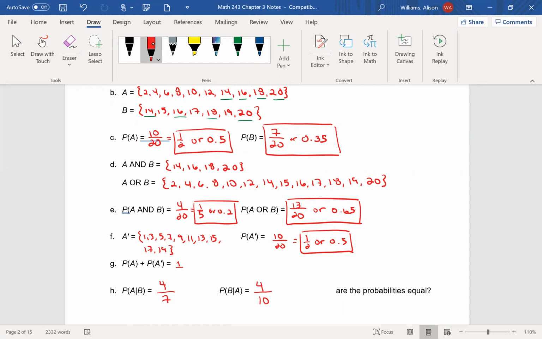So 4 sevenths and 4 tenths. Are the probabilities equal? No, they're not. It does tell us something when they are equal, but we'll talk about that in the future. For right now, what we're noticing is the 4 is what's in common in both numerators, but the denominators change. We're no longer out of 20. Now we've limited ourselves to looking at things in B. B is like our new sample space in this one. So we're only looking at those 7 outcomes. And here we're limiting ourselves to A, all the even numbers. So only the even numbers are we looking at, those 10 even numbers. And we're wondering of B, what ones could possibly occur.